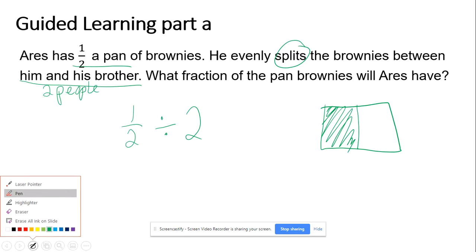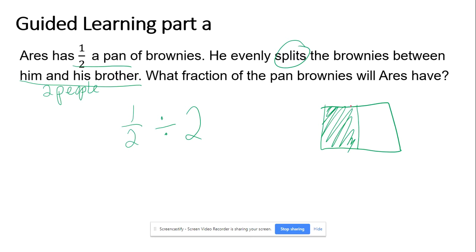I'm going to change colors so we can see us splitting this. So if we have half a pan of brownies, we know that half of that is going to go to Aries, and the other half is going to go to his brother. We want to know what fraction of the pan of brownies Aries is going to have. So here, I see that Aries is going to have, because remember, shaded is how much brownies are left, 1 portion out of 1, 2, 3, 4 parts. So Aries is going to have 1/4 of the pan of brownies.